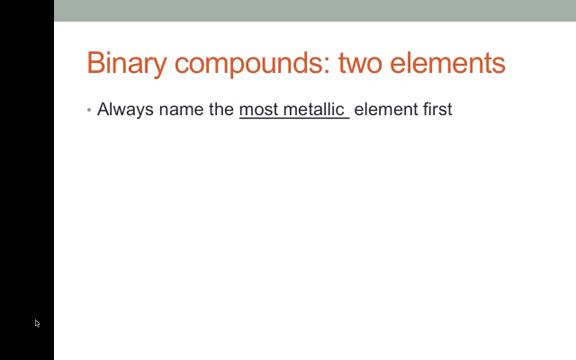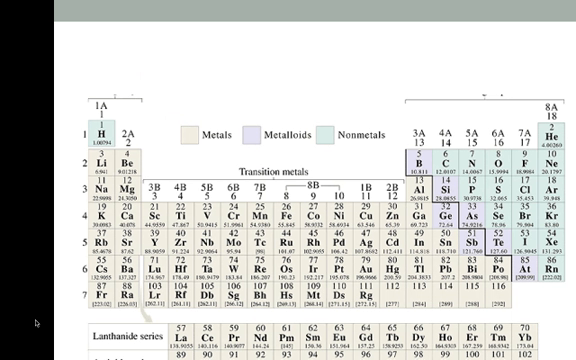First kind of compound we're going to talk about is a binary compound. Binary compounds are any compound with just two different elements on the periodic table. When you're naming a binary compound, you always name the most metallic element first. So what do we mean by most metallic? If you look at the periodic table, the most metallic elements are all of those on the left-hand side. You can see these are the metals, and then the nonmetals will be anything on the far right. The metalloids are somewhere in between. So remember, we're going to name the metals first and then the nonmetals.